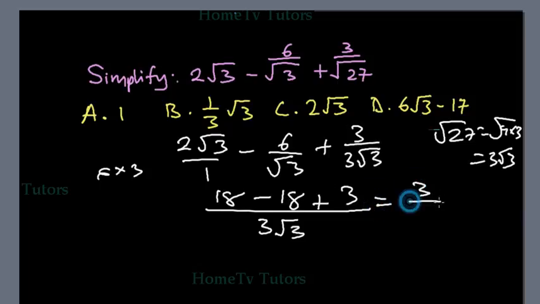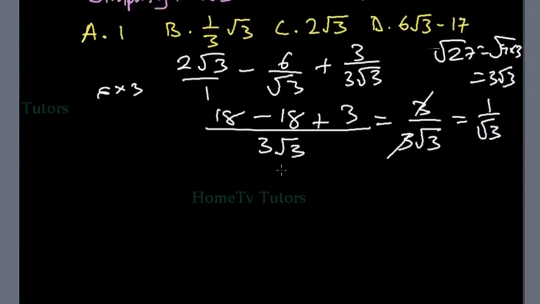So we have 3 over 3 square root 3. 3 cancelled 3, which gives us 1 over square root 3. So now we rationalize the number. So we have 1 over square root 3 times square root 3 over square root 3. We multiply the numerator and the denominator by the denominator.